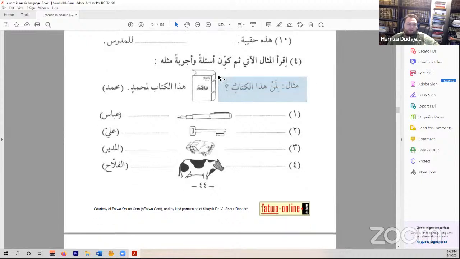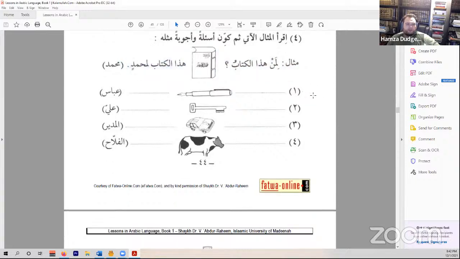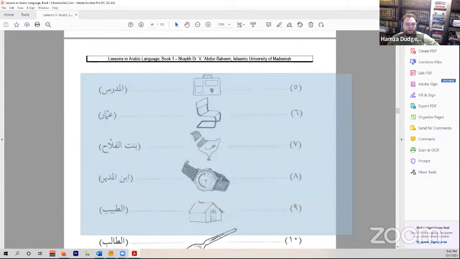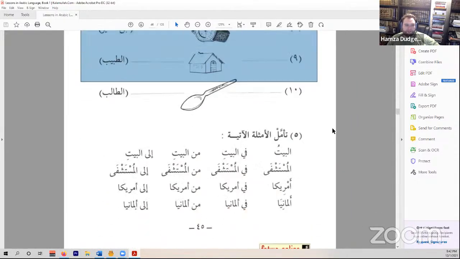Okay, so for the example, it says here, لمن هذا الكتاب? So whose book is this? هذا كتاب لمحمد. So you'd say here, لمن هذا القلم؟ هذا القلم لعباس. لمن هذا مفتاح؟ هذا مفتاح عادي, and so on. So that's the exercise for you to do on your own time in order to get that kind of sentence structure down, basically.